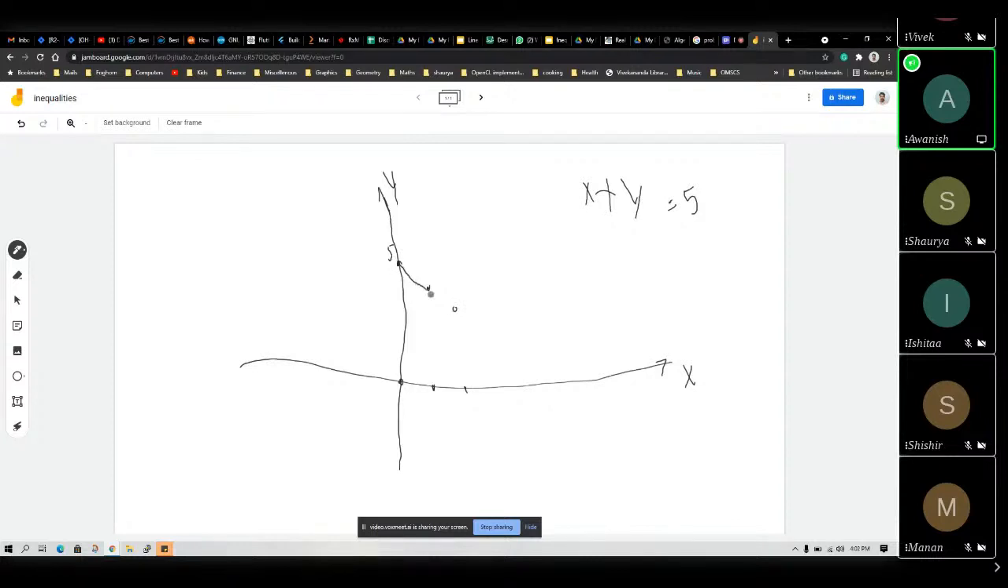So what are we getting? We are getting a straight line, right? On this line, wherever you go, you will find x plus y is equal to 5. Right? How about this point? This x equal to 5, y is 0.